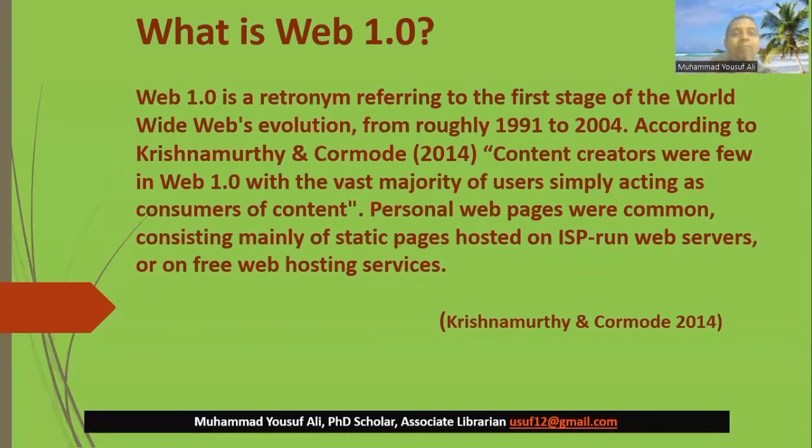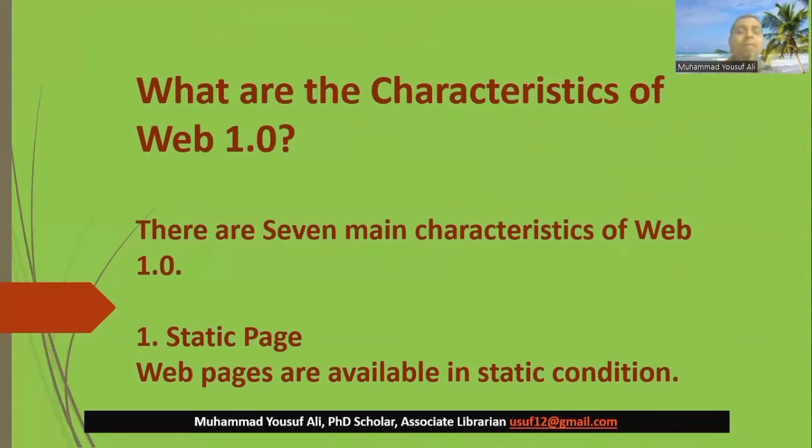Point number one, what is Web 1.0? Web 1.0 is a retronym referring to the first stage of the World Wide Web evolution, from roughly the period of 1991 to 2004. According to Krishnamurthy and Cormode 2014, content creators were very few in Web 1.0, with the vast majority of users simply acting as consumers of content. Personal web pages were common, consisting mainly of static pages hosted on ISP-run web servers or on free web hosting services. Point number two, what are the characteristics of Web 1.0?